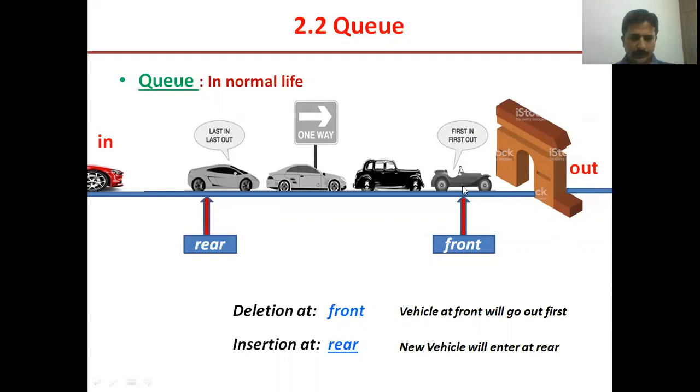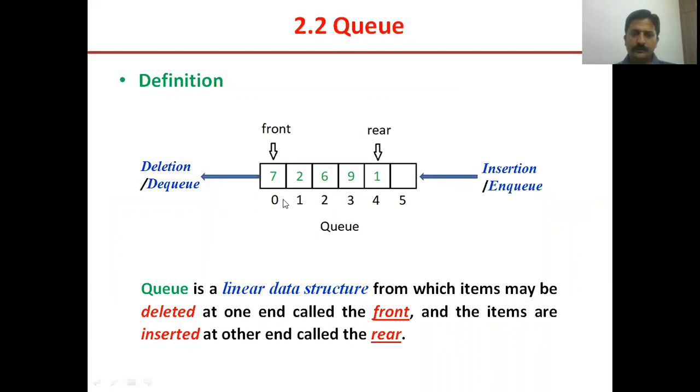In the system also, if we implement a queue, the front element is sent out first. Sending out is a deletion from the queue. Whereas the new vehicle that comes in will be added at the rear of the queue. A vehicle coming in is called an insertion here, so the new vehicle is inserted at the rear. So we can say deletion is always done at the front end, that means the vehicle at front will go out first, whereas insertion is always done at the rear end, so the new vehicle will enter at the rear.